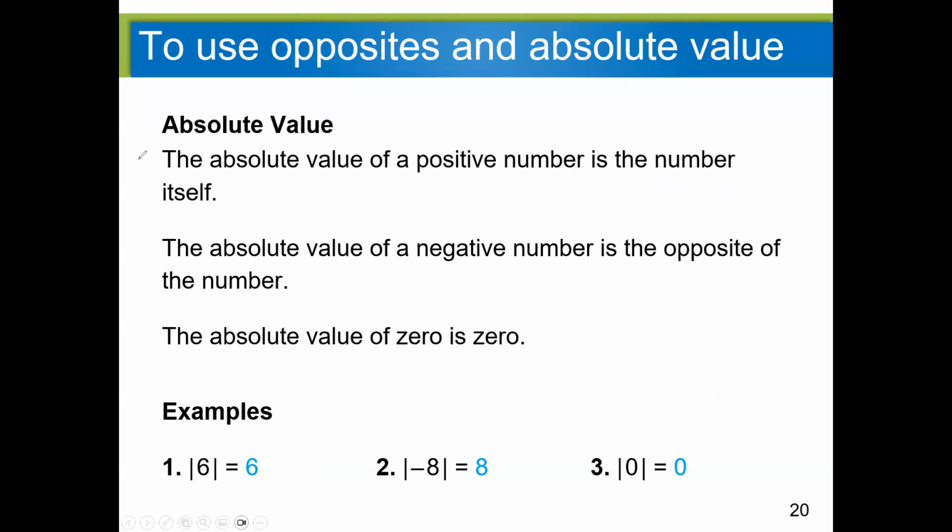You say something is an absolute value by putting these vertical bars on both sides of it. That's how you know it's an absolute value. And you can see from the examples down here, absolute value of 0 is 0. 0 is weird. Don't think about it too much.